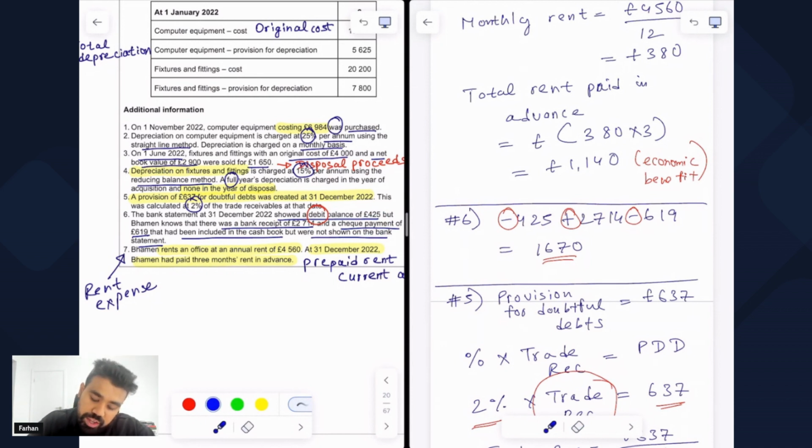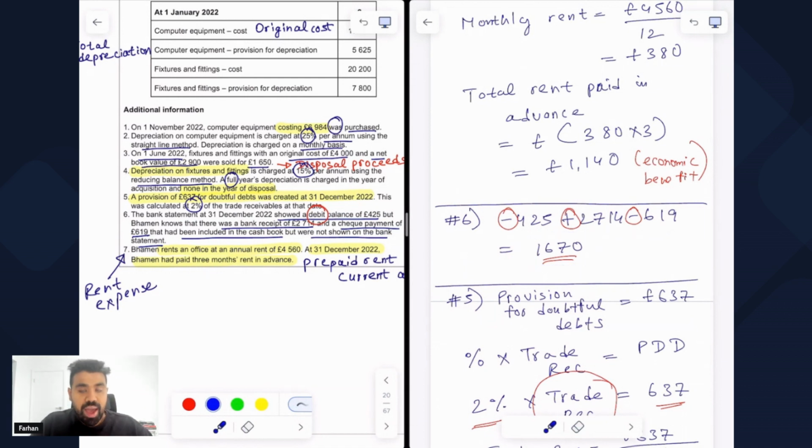So we start with negative 425. We add 2,714 to reflect the receipts or cash inflows. And then we subtract £619 to reflect the payments that we have made. Once we have done that, we get £1,670 as the final balance for the bank that should be in the books.